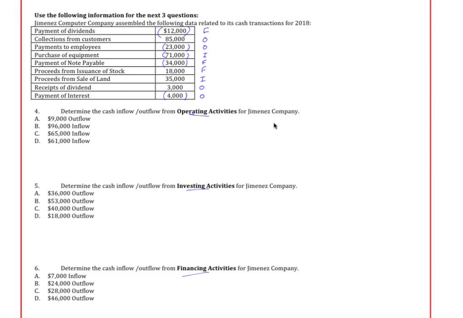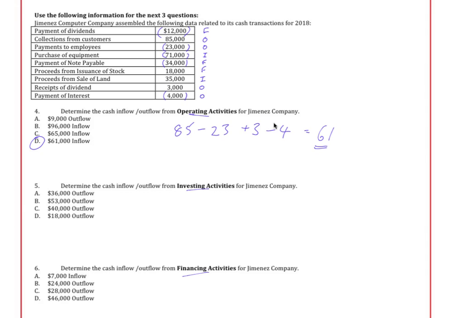And so if we look at question 4, cash inflow outflow from operating activities, well, we've got 85,000 inflow for collections from customers. We've got a less 23,000 payments to employees. We've got a plus 3,000 receipts of dividend and a less 4,000 payment of interest. So do all those and it comes to a net 61,000, and so the answer is D.